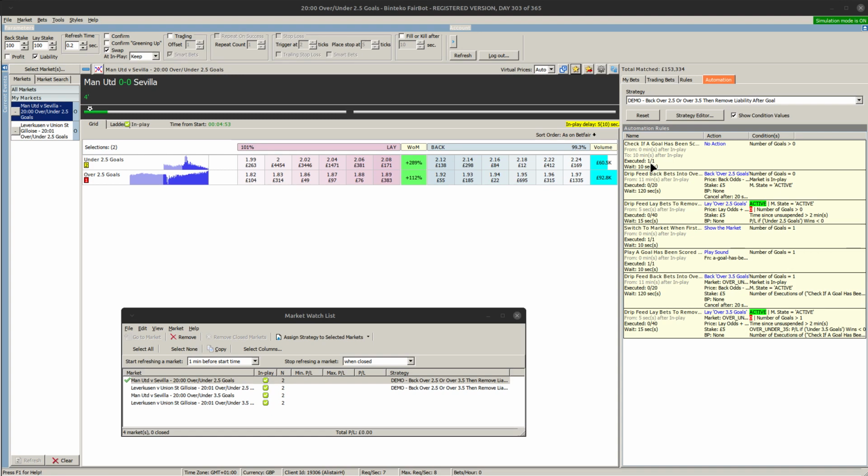Because that's been executed once, this is going to start firing bets into the market. However, it should check to see if there's been a goal scored. And if this gets chalked off before the 10 minutes is up, in other words, before this is due to fire in, this shouldn't work.